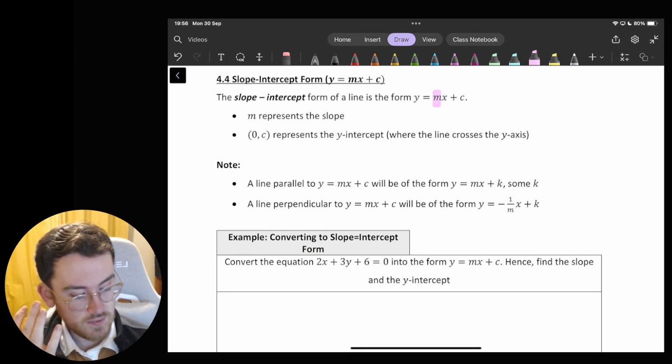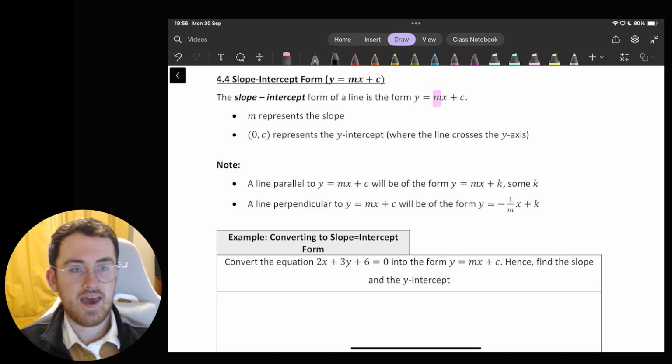And there was a reason we highlighted this. We have that letter m, so the number in front of x, the coefficient of x there, is going to represent our slope. And that's always going to be the case when we have our line written in this format of y equals and the rest there. Okay, so m will represent my slope.